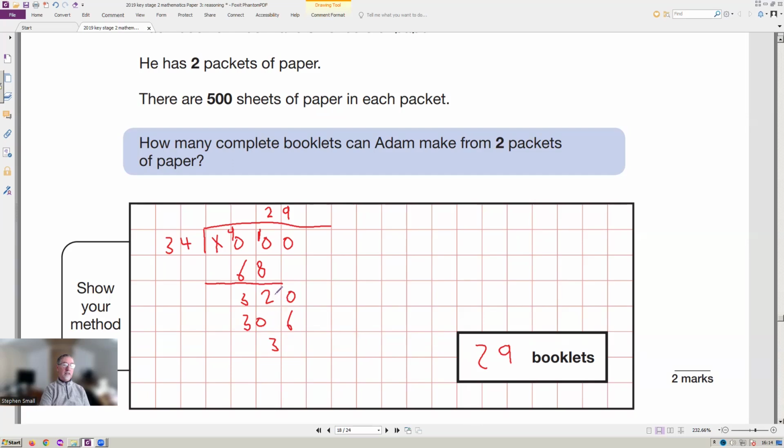Because if you take 306 from 320, you're just going to be left with 14. Not enough to make another booklet. Okay.